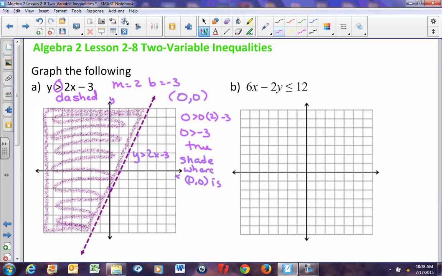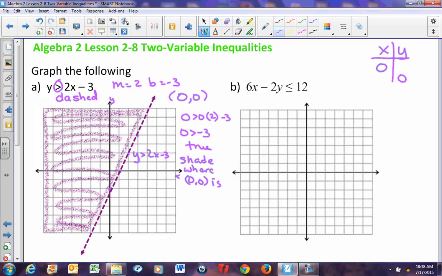Now, letter B is not solved for y. I could solve it for y if I would like to. However, I happen to look at this and I know that 12 is divisible by 6 and 12 is divisible by 2. So it would be very easy to solve this using intercepts. So I'm going to use intercepts to solve this.